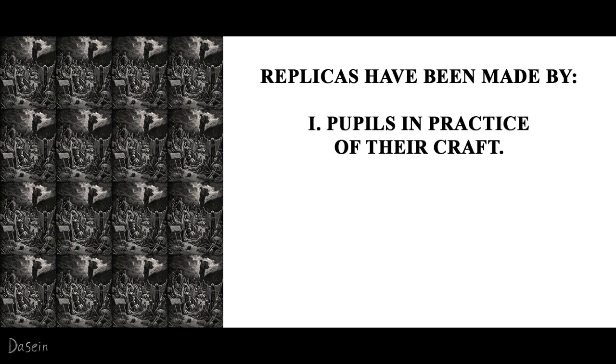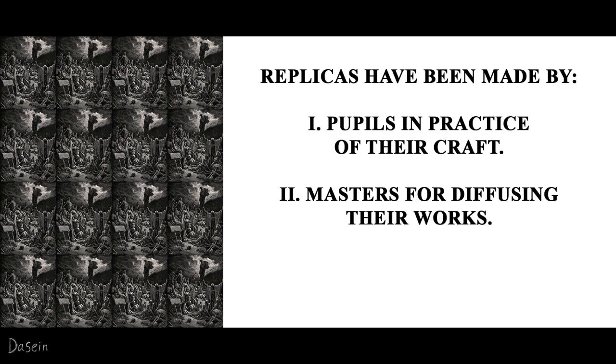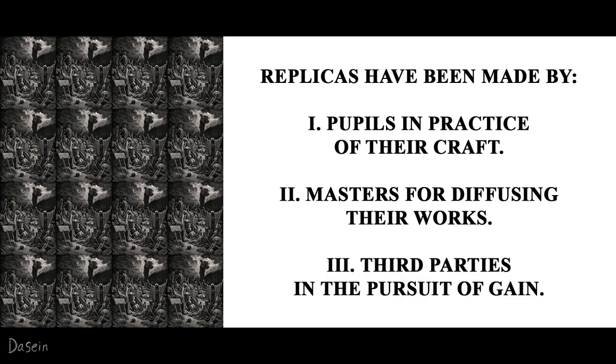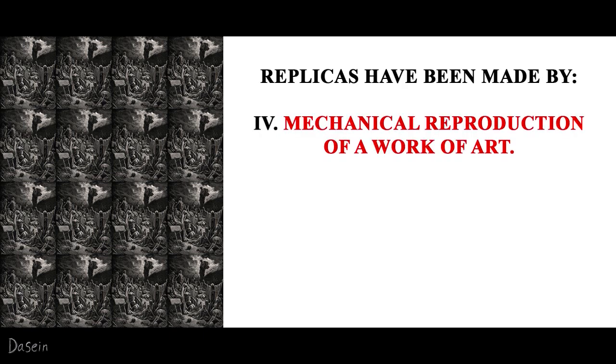A work of art has always been reproducible. Replicas have been made by pupils in practice of their craft, by masters for diffusing their works, and finally by third parties in the pursuit of gain. Mechanical reproduction of a work of art, however, represents something new.